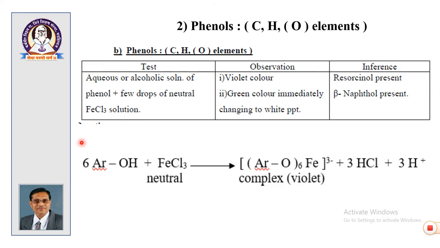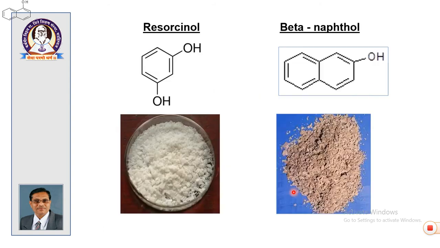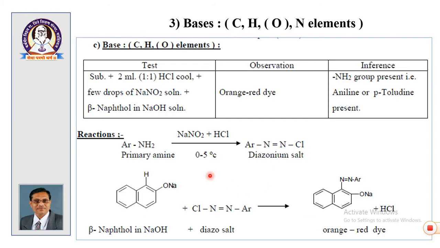So, your aromatic compound, that is phenol, will react with FeCl3 giving this violet complex. Then this is resorcinol, water soluble. It is a dihydroxy compound, it has 2 OH groups. Okay. And this is beta-naphthol, it is a bicyclic compound, 2 rings are there. There is only 1 ring with 2 OH groups in resorcinol. Here there are 2 rings and 1 OH group. So, beta-naphthol is there, and resorcinol is a water soluble phenol.